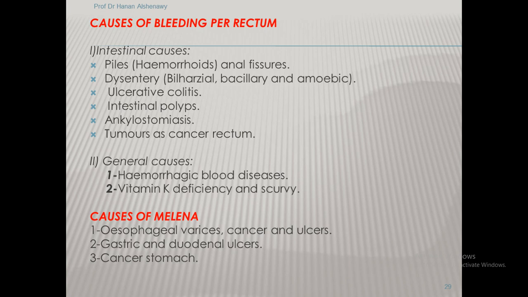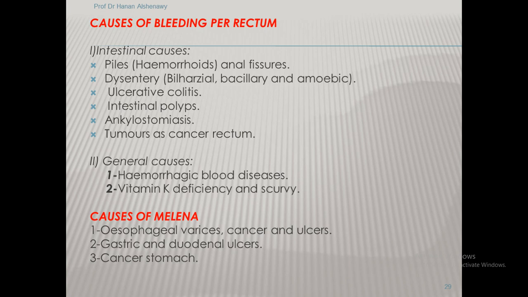To summarize, what are the causes of bleeding rectum? You know, bleeding rectum is bleeding fresh blood from the rectum. Review what we have said. Just like intestinal causes, like piles. You know what piles are? Hemorrhoids, fissures, dysentery. As we said, dysentery is mucus and blood with stool. Ulcerative colitis, polyps, worms like Ankylostoma, for example, tumors like cancer rectum. Sometimes it may be caused by general causes such as hemorrhagic blood diseases, leukemia, and so on.